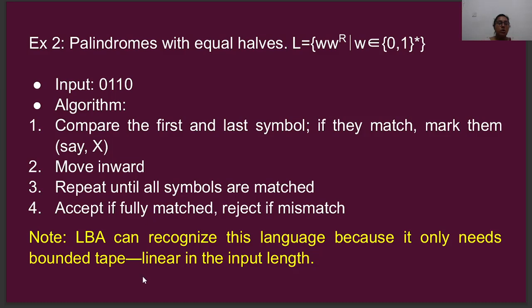Now this is the important point. LBAs can recognize only those languages which need that amount of bounded space. If the language requires more space to check whether the strings are elements of that language, then you will not be able to represent it using linear bounded automata.